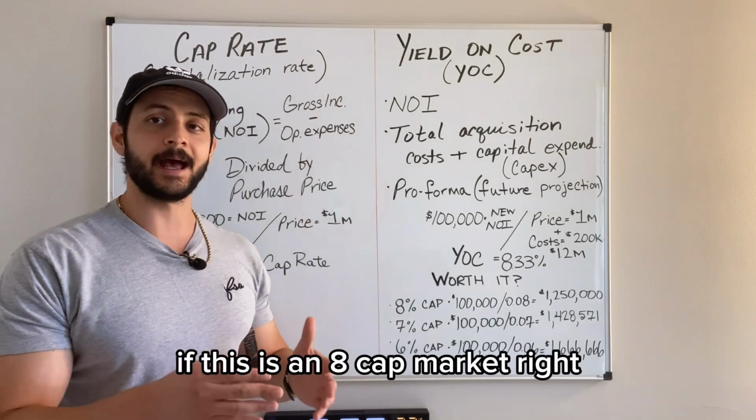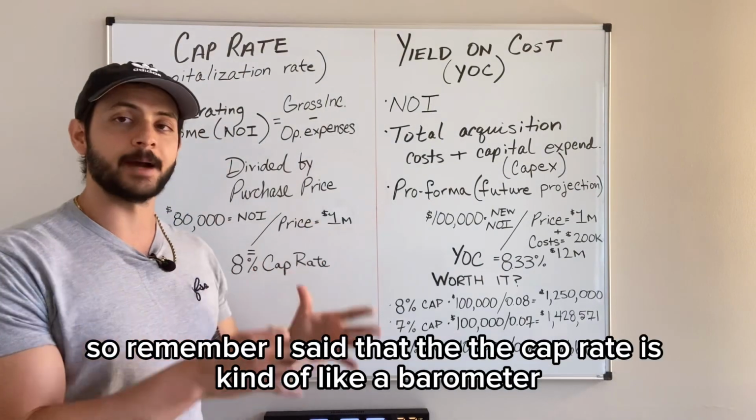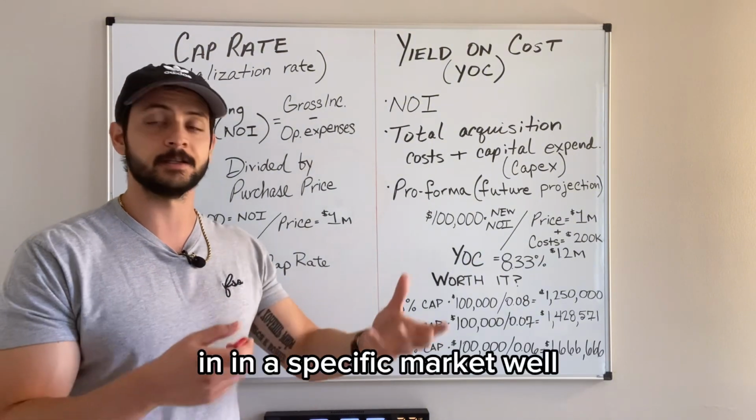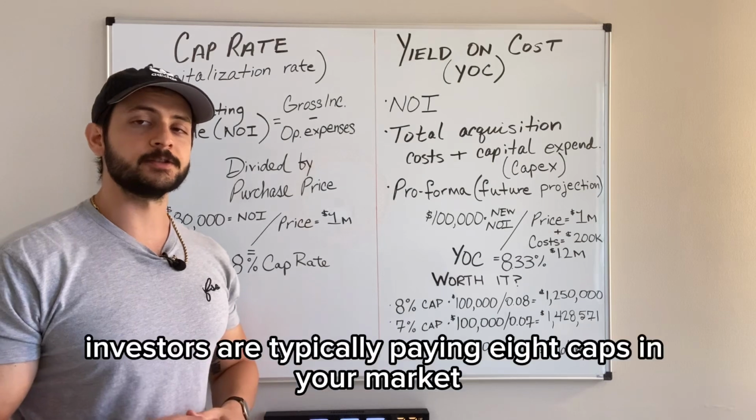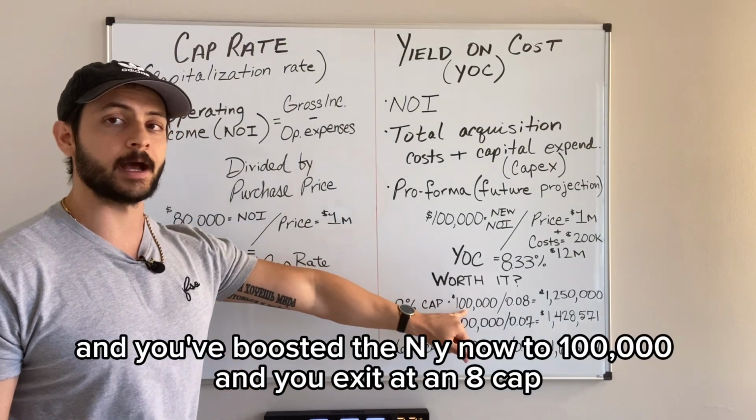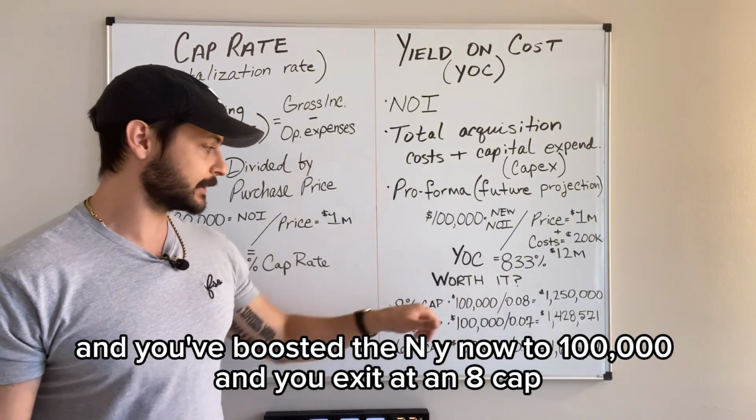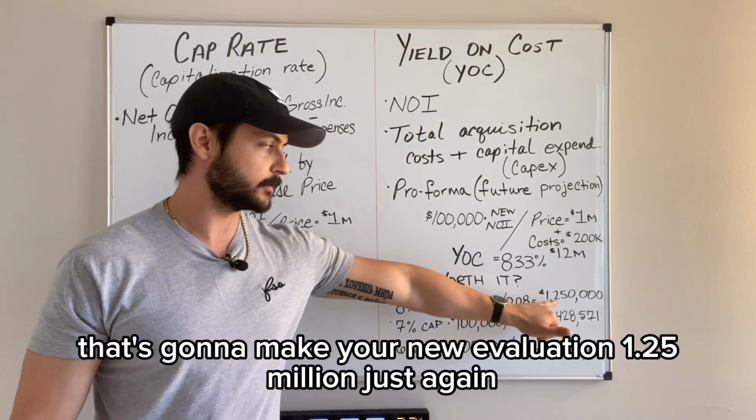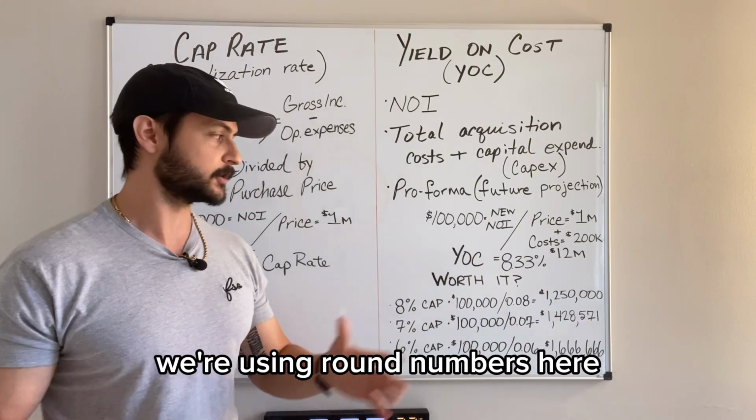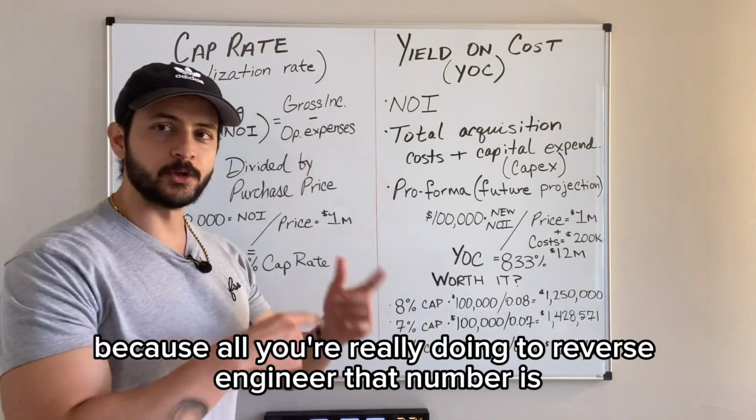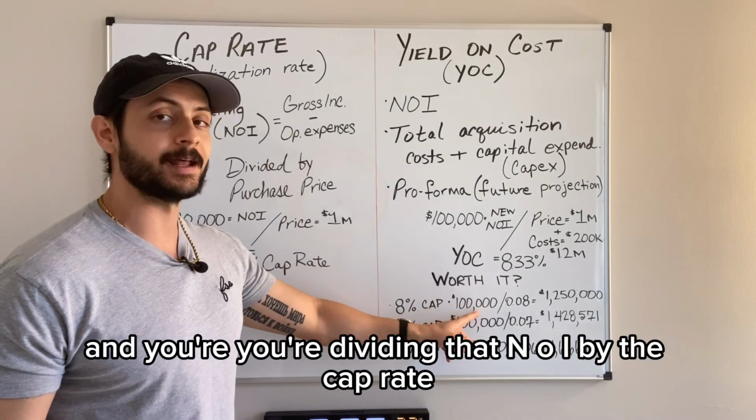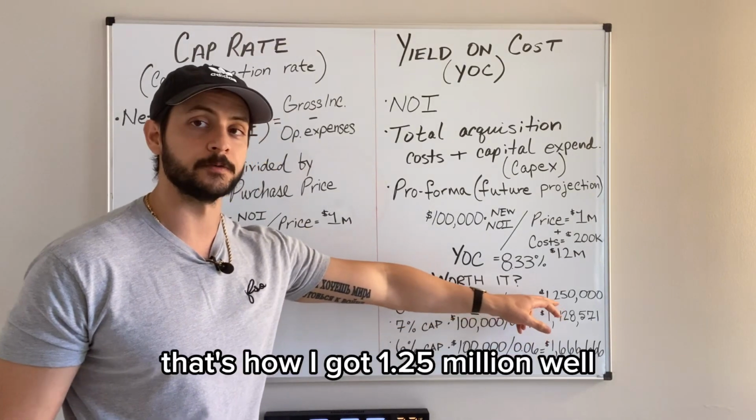Well, if this is an 8 cap market, right? So remember I said that the cap rate is kind of like a barometer. It's sort of like testing what other investors are willing to pay in a specific market. Well, if you know that investors are typically paying 8 caps in your market and you've boosted the NOI now to $100,000 and you exit at an 8 cap, that's going to make your new valuation $1.25 million. Again, we're using round numbers here, but ballpark, that's what it's going to be. Because all you're really doing to reverse engineer that number is taking that NOI and dividing it by the cap rate. That's how I got $1.25 million.